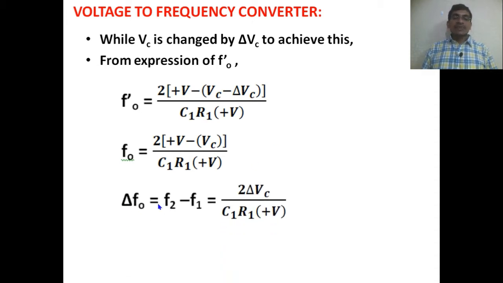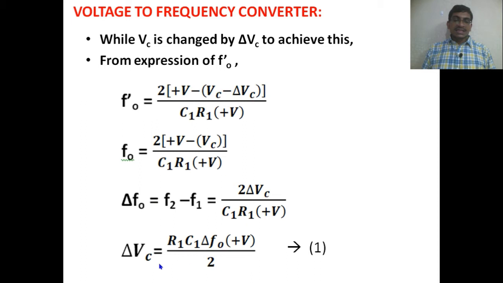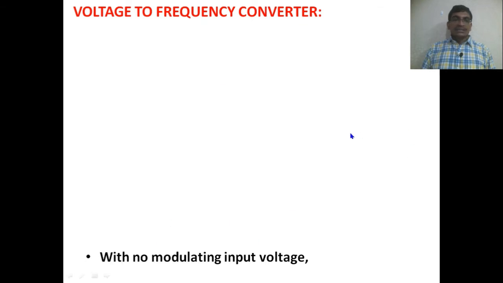So delta F naught is equal to F2 minus F1, which is equal to 2 delta Vc by C1 R1 plus V, and delta Vc is equal to R1 C1 delta F naught into plus V divided by 2. That is the change in the control voltage, which is equation number 1. From this we are going to write the R1 and C1 equations.